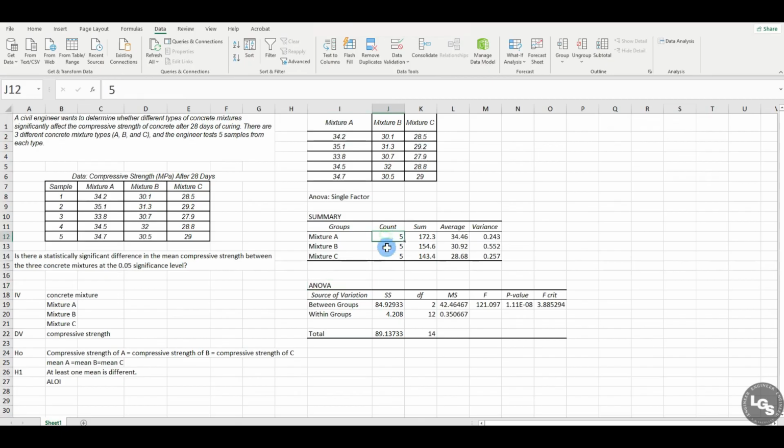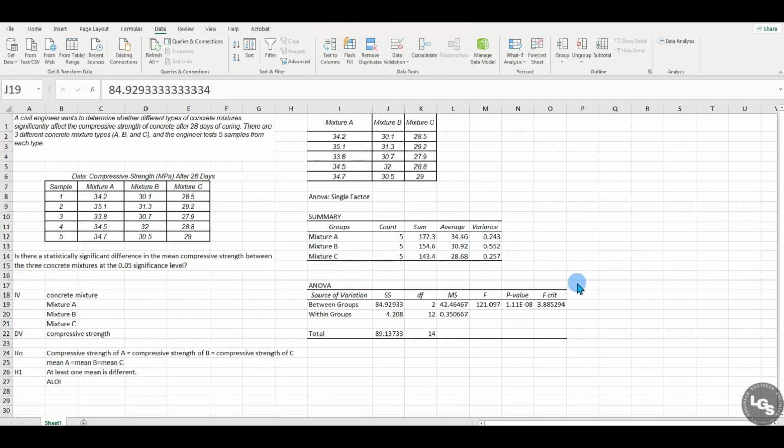So this is correct. The sum is the total compressive strength of mixture A, and likewise for the other mixtures. The average is the mean, so that is the sum divided by the count. And the variance is the sample variance per mixture. So that is the summary of our data.